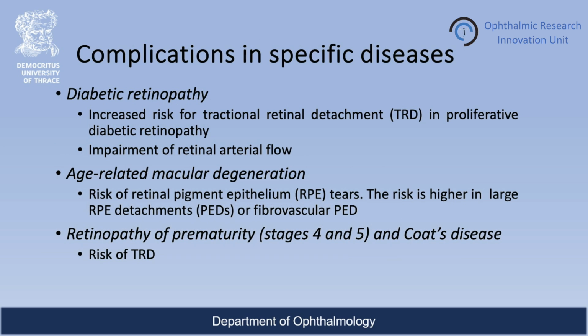Finally, let's see the complications in specific diseases. In patients with proliferative diabetic retinopathy, there is an increased risk for tractional retinal detachment, and impairment of retinal arterial flow has been observed. In age-related macular degeneration, there is an increased risk of retinal pigment epithelium tears. The risk is higher in large and fibrovascular retinal pigment epithelium detachments.